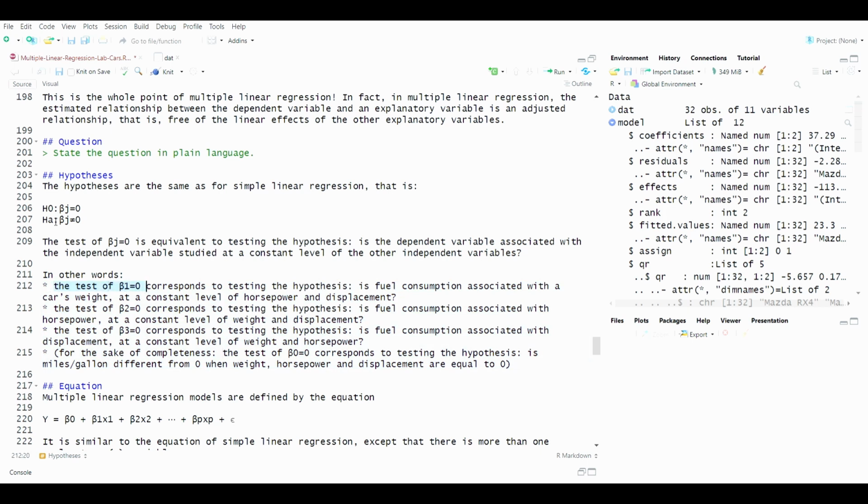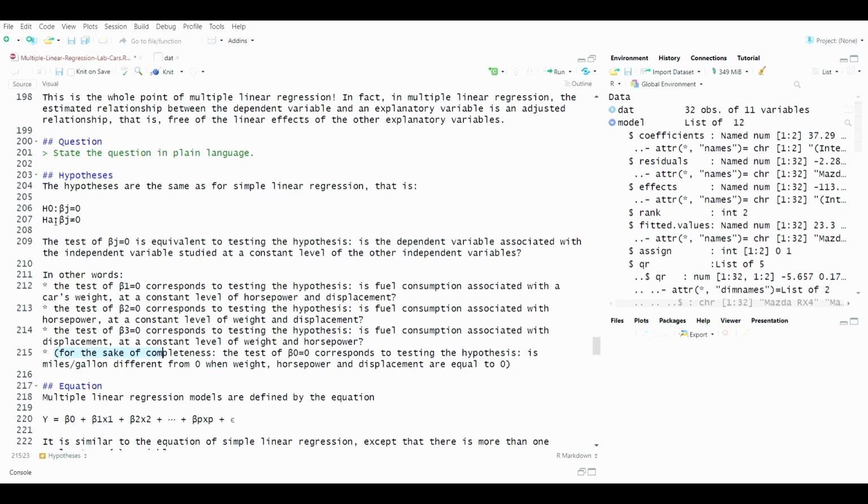The test of beta 1, our first x, corresponds to testing the hypothesis, is fuel consumption associated with the car's weight at a constant level of horsepower and displacement? Second, the test of beta 2 corresponds to testing the hypothesis, is fuel consumption associated with horsepower at a constant level of weight and displacement? Third, the test of beta 3 corresponds to testing the hypothesis, is fuel consumption associated with displacement at a constant level of weight and horsepower?